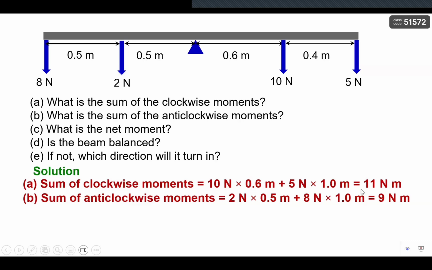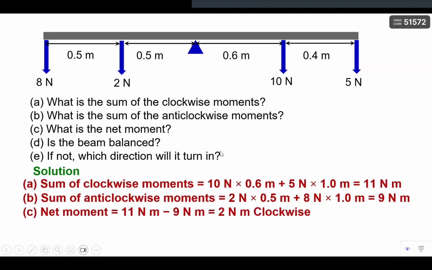In this case, you will see that the clockwise moments are not the same as the anti-clockwise moments. So what is the net moment? The net moment is not zero. Net moment is like the resultant moment. There will be a resultant moment because it's not balanced. So the resultant moment or the net moment will be 11 minus 9 is 2. And it's 2 Newton meter clockwise because the clockwise is more than the anti-clockwise.